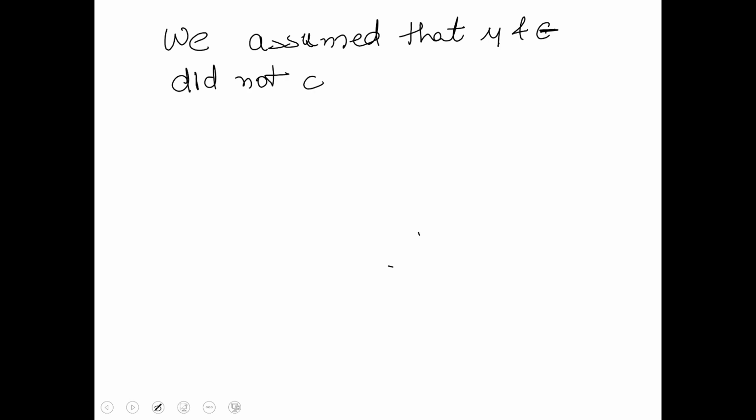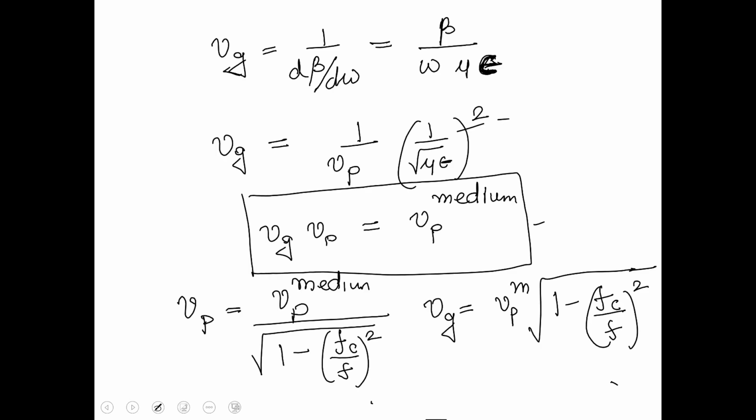Excuse me, sir. Yes. On the previous slide we have one doubt, sir. Okay, sure. Should it be V medium whole square, that is, group velocity into phase velocity is equal to the velocity of the medium square? Yes, whole V square. You're right. It should be V medium square. Thank you, sir. Yeah, thank you very much.